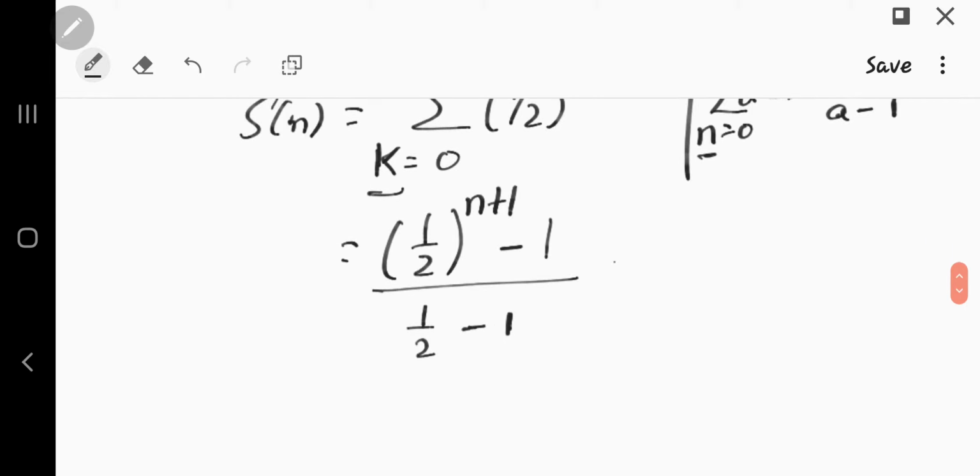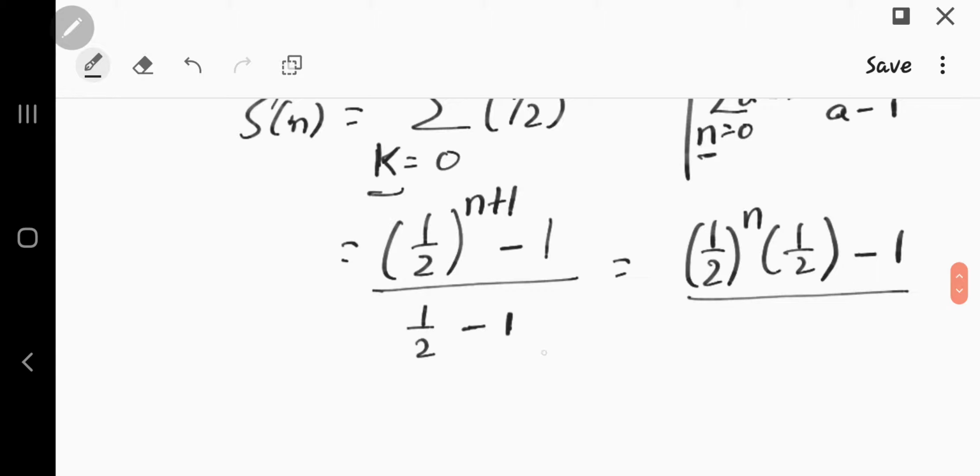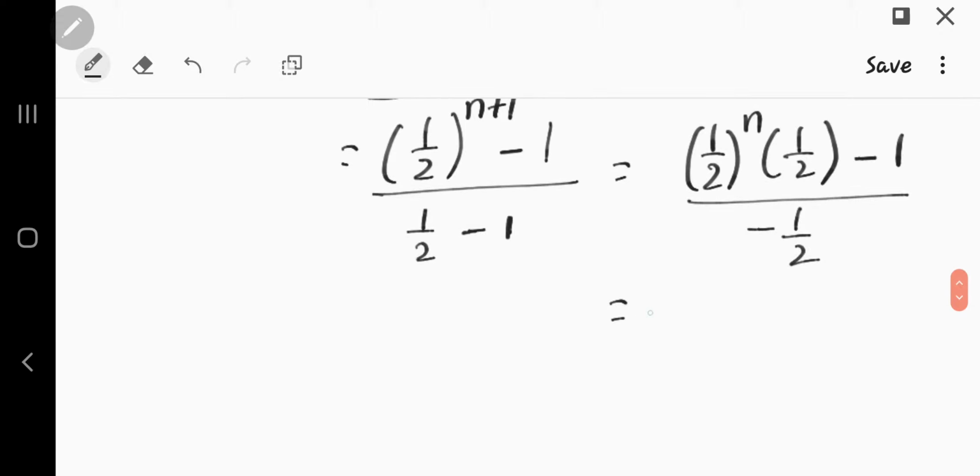Okay. So you can go for further simplification, like 1 by 2 to the power of n plus 1 minus 1 divided by 1 by 2 minus 1, and 1 by 2 minus 1 is minus 1 by 2. So you can take the 2 to the numerator: minus 2 into 1 by 2 to the power of n into 1 by 2 minus 1, that is minus 2 into minus 1.